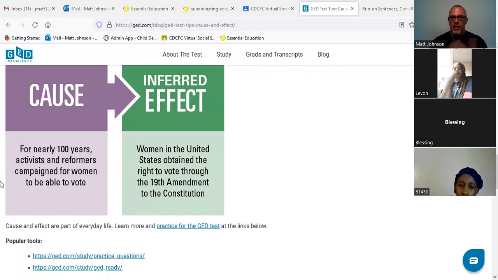And the cause and inferred effect here, right? So for nearly 100 years, activists and reformers campaigned for women to be able to vote. The inferred effect, we know women in the United States obtained the right to vote through the 19th Amendment to the Constitution. That's not necessarily inferred, because we actually do know the outcome there, right? That's from history. The global warming is a little bit different, because we are thinking critically about what's going to happen down the road as far as an effect will go. And it's already starting to happen.